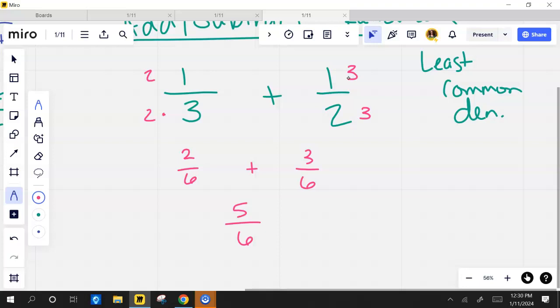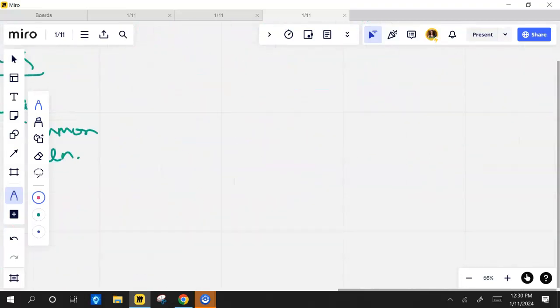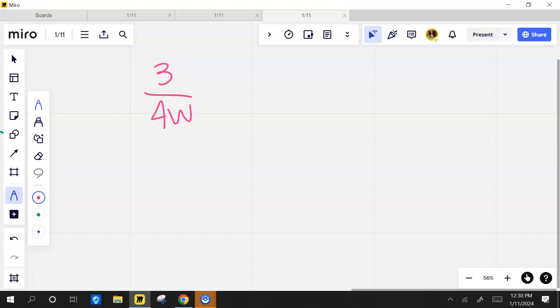You're going to have to find a common denominator of an equation. Let's start easy.